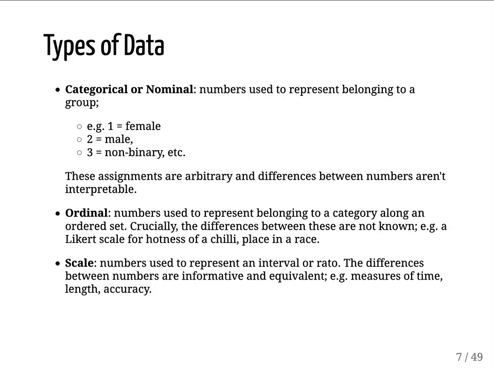But differently from this, we might actually collect some data where the numbers represent a category along an ordered set. What I mean by this is I might be looking at, for example, the place in which people finished in a race.